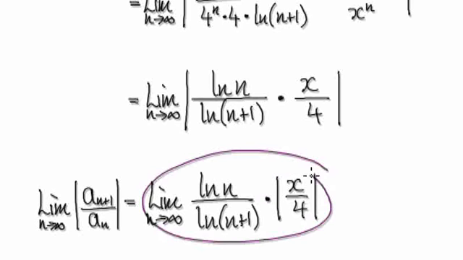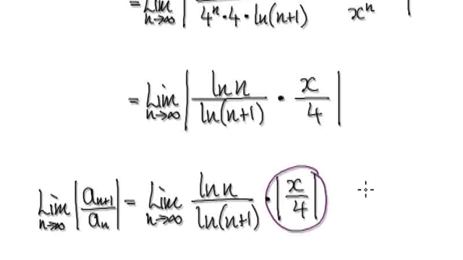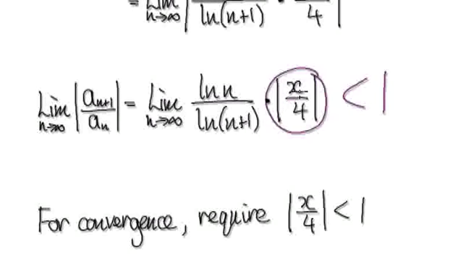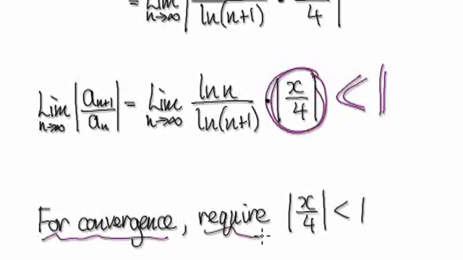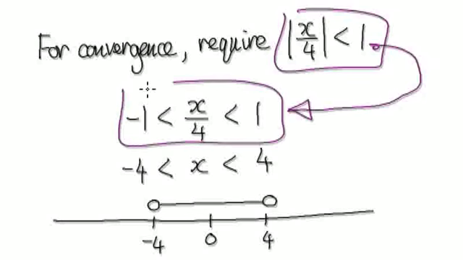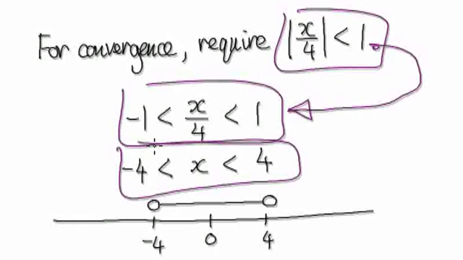So for convergence, we require this to be less than 1. Whenever you see this, you can always translate it to this. So now times everything by 4, and that will then give you this.